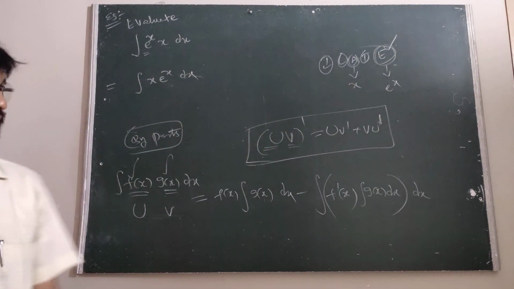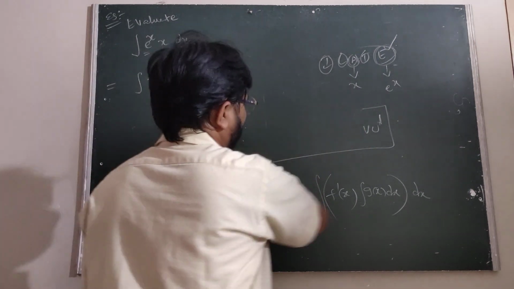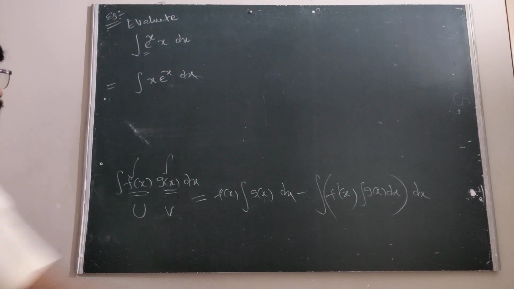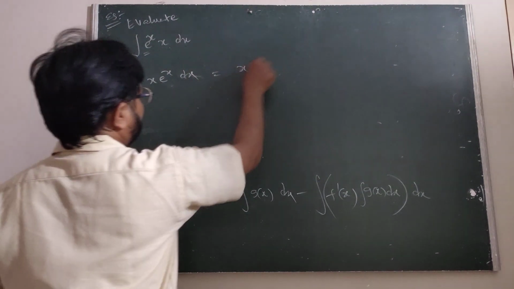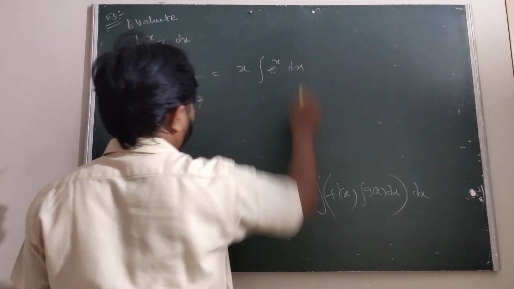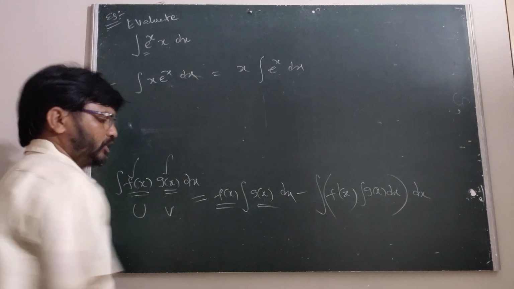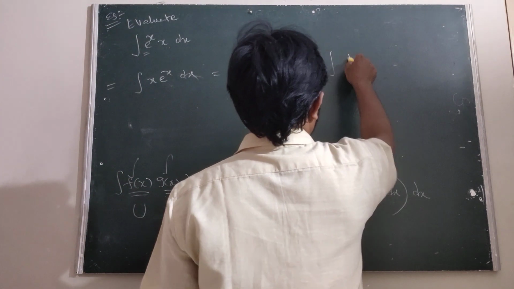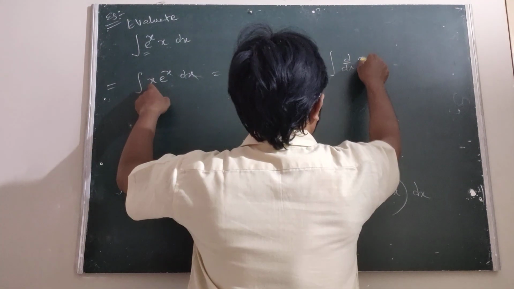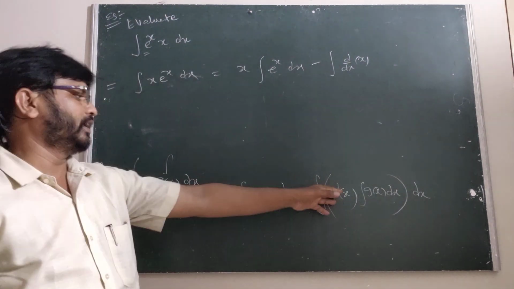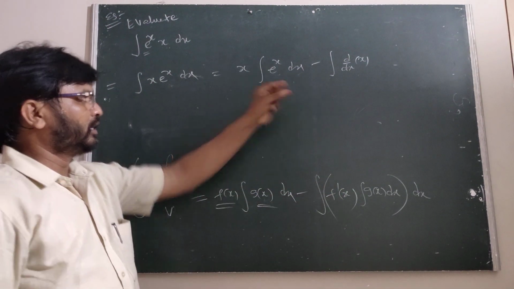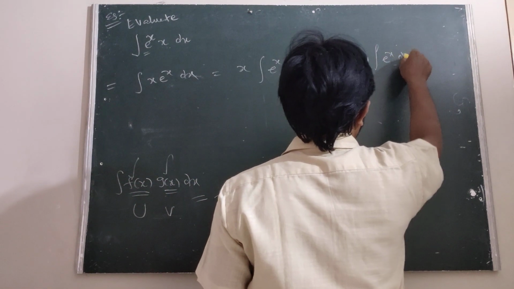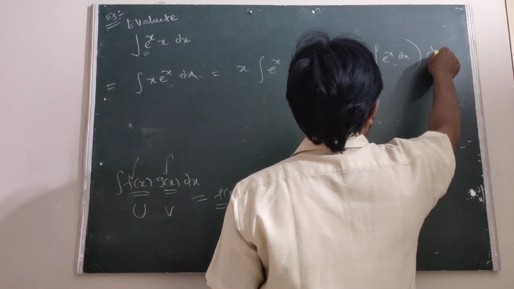x into the integral of e power x dx. So we have to know that this is the first one: first function x into the integral of e power x dx, that is f of x into g of x dx, minus the integral of the derivative of the first function, that is the derivative of f of x, f dash of x, into the integral of e power x dx, whole of dx.